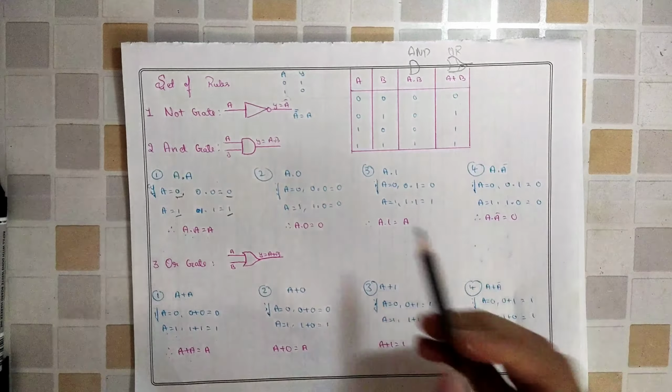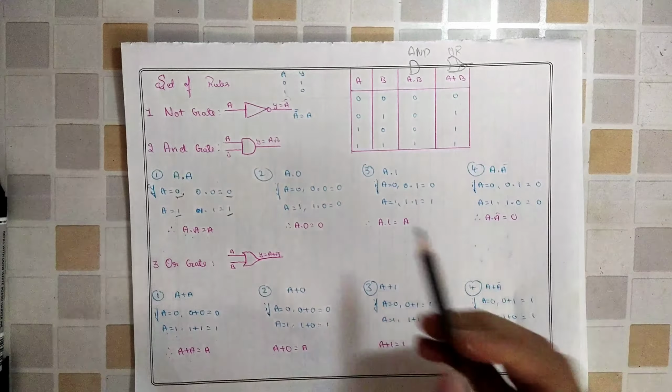Coming to the second condition, A into 0. If A is 0 here, we will just substitute the value of A in this A place. So 0 into 0 is 0, and if you put the value of 1, A equals 1, 1 into 0 is again 0. So from this you can say that A into 0 is always 0, or else just you can see here, anything with 0 is always 0. So A into 0 directly you can write as 0 itself.